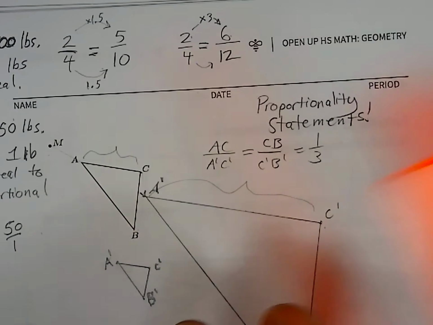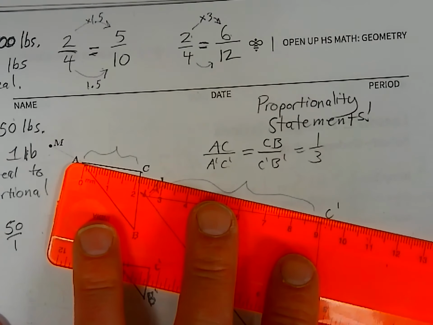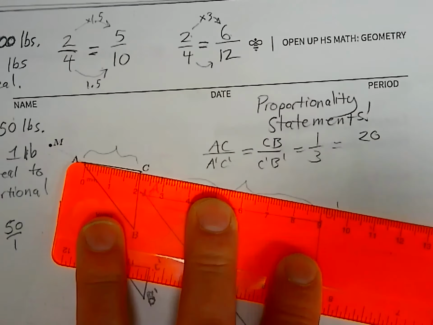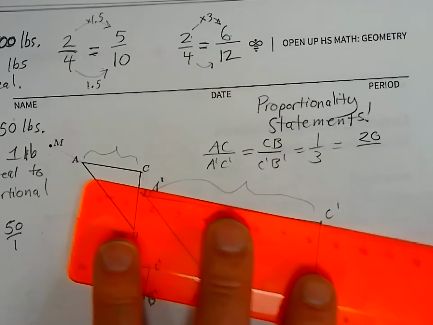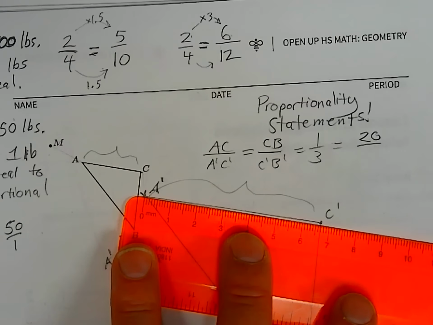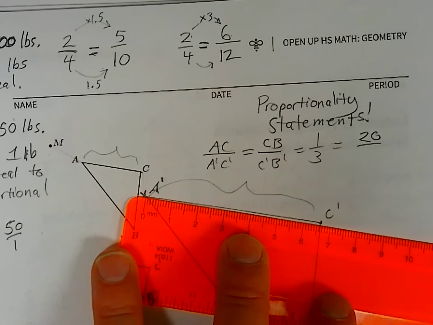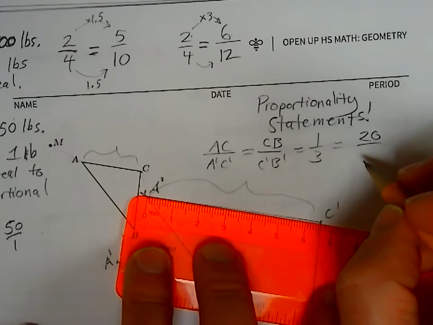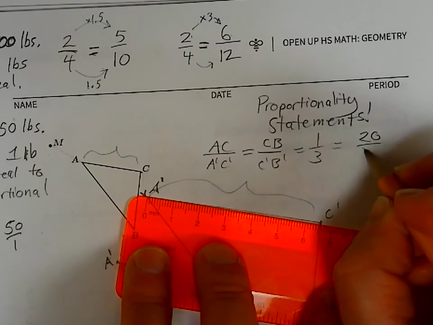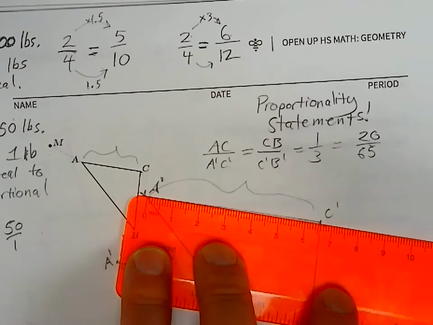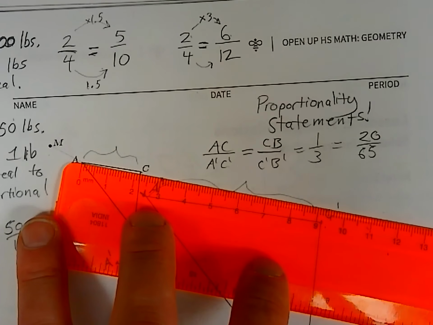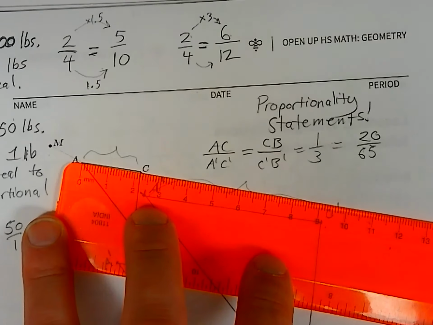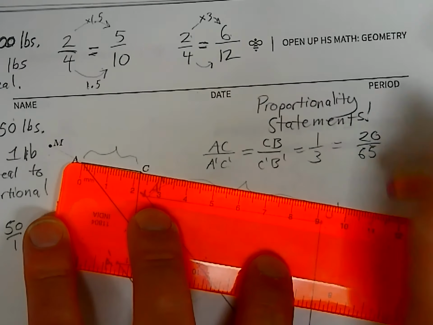And let's test it. AC is 20 millimeters. And A prime C prime is 65. That's not 1/3. What happened? It's close though. Okay, look at that. It's not. Aha! Check that out. I measured wrong. This is 22.